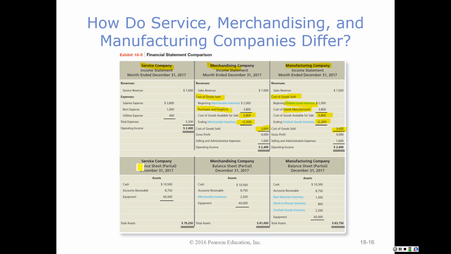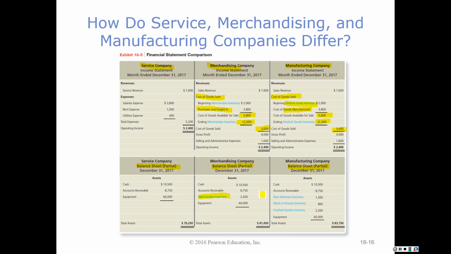If we come down and look at the balance sheets for these companies, they're a little different as well, because on our service company, they don't have inventory for resale. They're selling a service. We don't inventory that. On the merchandising company, what they have on their balance sheet is inventory that they have purchased for resale. All right, so once again, if we were to go back up above, they sold $3,600 worth of inventory. $2,200 is still sitting on our balance sheet. Finished goods ready for sale, merchandising inventory.